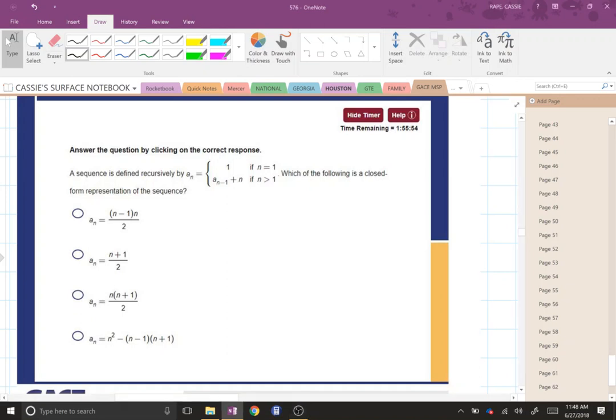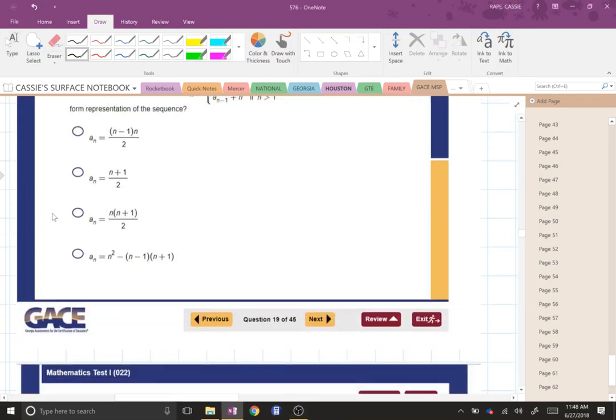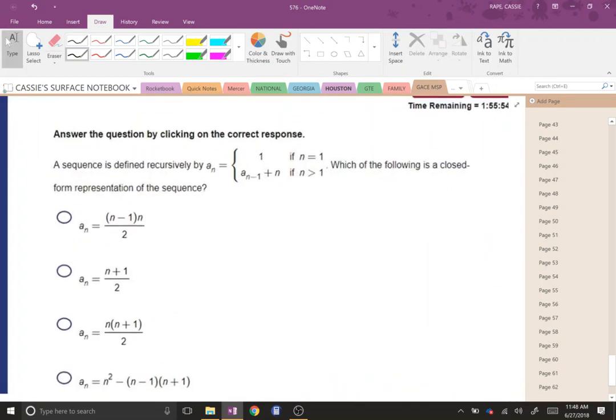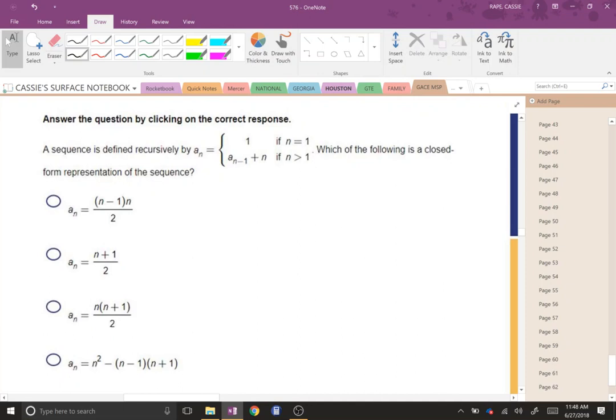All right, this is the GACE 022 ETS Practice Test, and we're on question 19. You're looking at a piecewise defined sequence, but it's also recursive, and it wants to know which one is a closed form representation of that sequence. In other words, which of the ones below are the same as this one. So this is what I am going to advise.